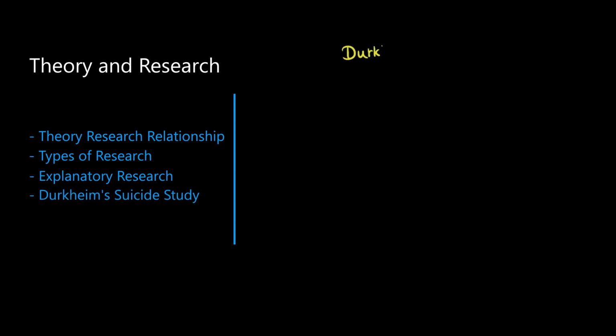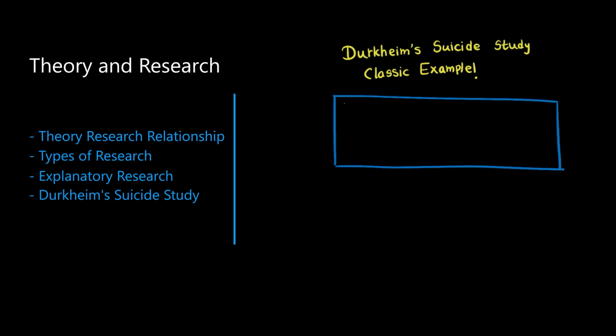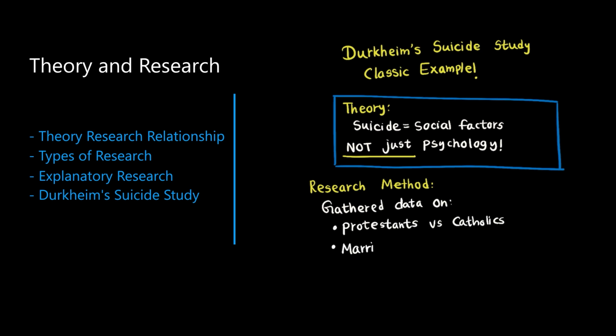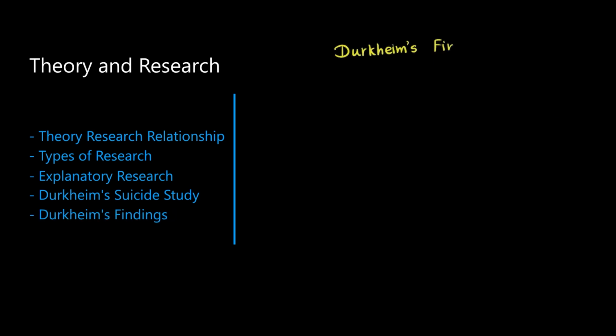Emil Durkheim's famous study of suicide is a perfect example of how theory and research work together. Durkheim had a theory that suicide rates weren't just about individual psychology. He thought they were influenced by social factors, specifically the level of social integration and moral regulation in different groups. So he gathered data on suicide rates for different categories of people: Protestants versus Catholics, married versus unmarried, men versus women, rich versus poor. What Durkheim found was fascinating.